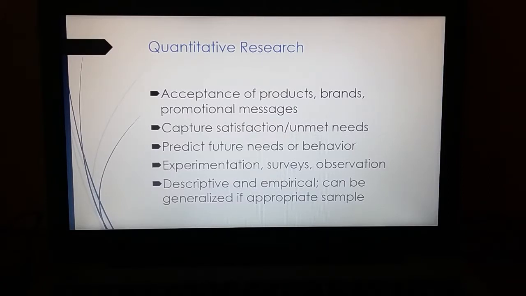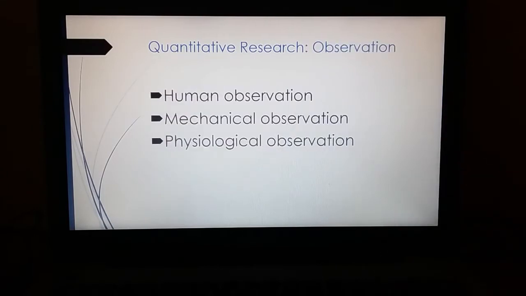Quantitative research is a broad category, and it includes experimentation, survey techniques, and observation. Findings are usually descriptive and empirical, which is based on experience. And if it's collected using appropriate sampling, it can be generalized to a larger population. So what are some different methodologies for quantitative research? Observation, just watching people in their natural habitat.